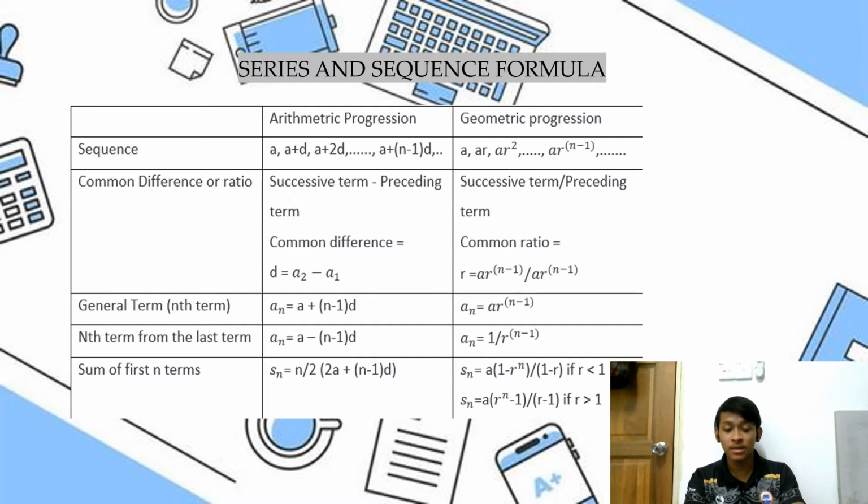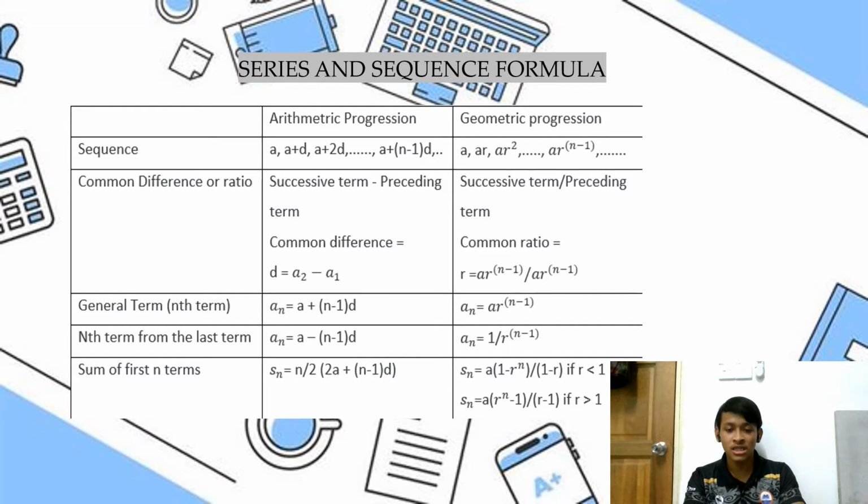The nth term from the last term for an arithmetic progression is Tn equal to l minus n minus 1 times d. For a geometric progression, the formula is Tn equal to l times 1 divided by r power of n minus 1. The formula for the sum of the first n terms for an arithmetic progression is Sn equal to n divided by 2 times 2a plus n minus 1 times d.